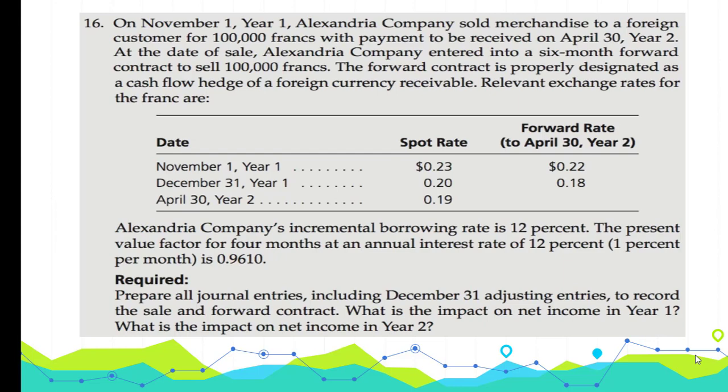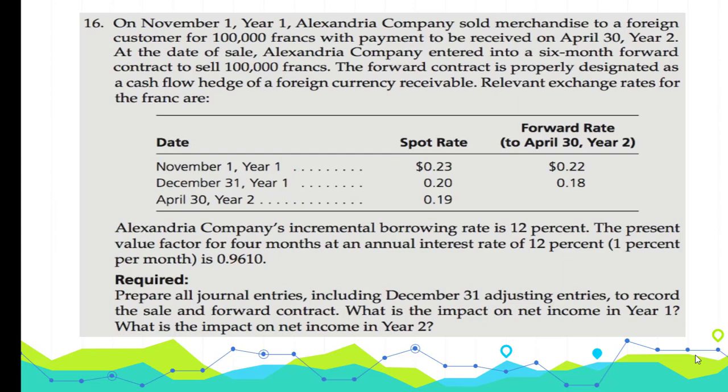So that differential of $1,000 represents an expense, and we call it a discount expense because the franc is trading at a discount in the forward exchange market relative to the spot exchange market. And that discount expense will be recognized over time, over the life of the forward contract.